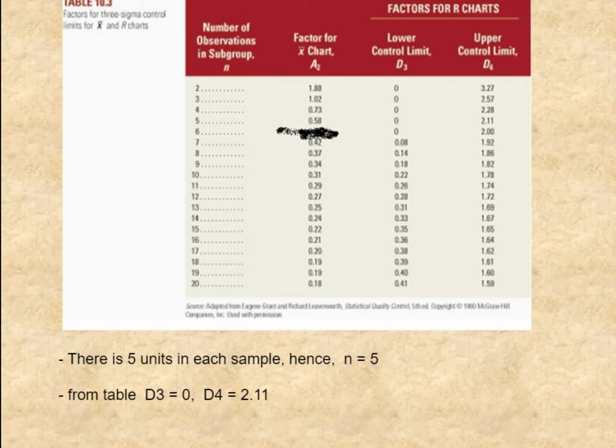Okay, we look for n equals 5, and in the corresponding column where n equals 5, D3 equals 0. When n equals 5, D4 equals 2.11. So from this table, we know D3 equals 0 and D4 equals 2.11.